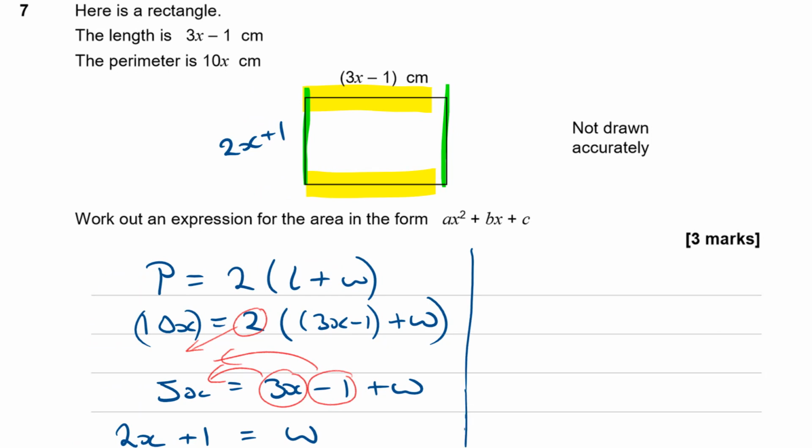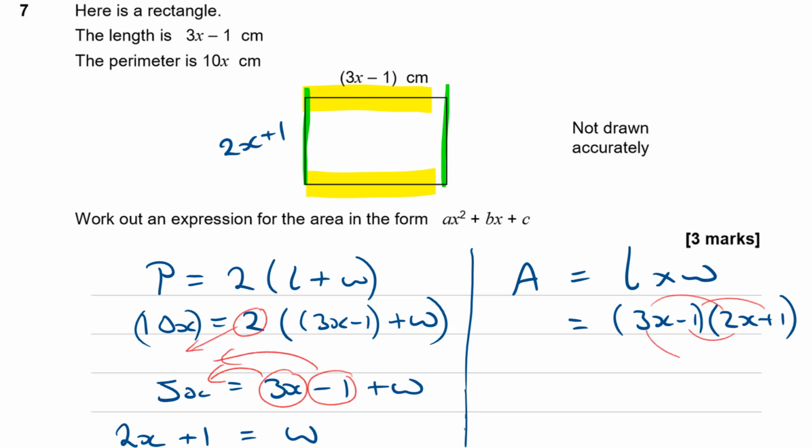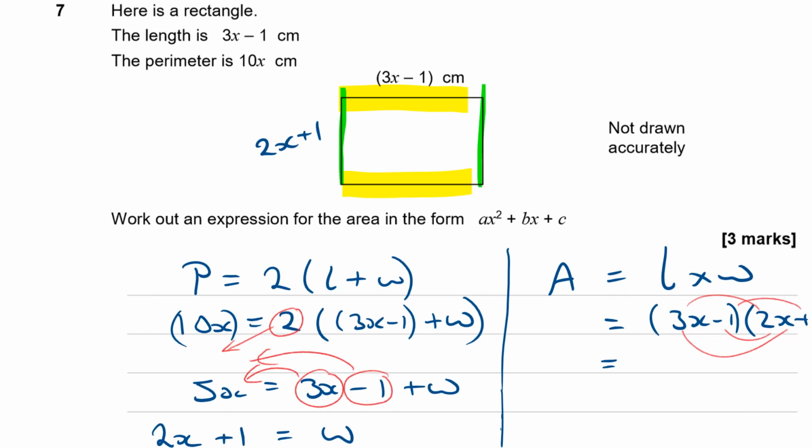Now we need to work out the area. Now the area of a rectangle is length times width. So I now know both of those, don't I? I already knew that the length was 3x minus 1, but I now know that the width is 2x plus 1. So now it's a matter of doing FOIL or the grid method to work out what a is.